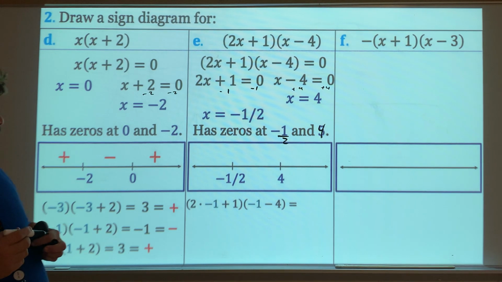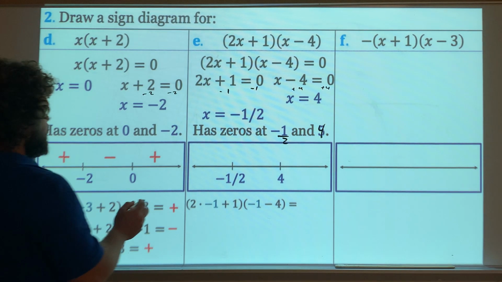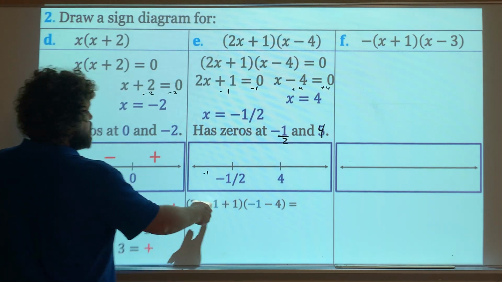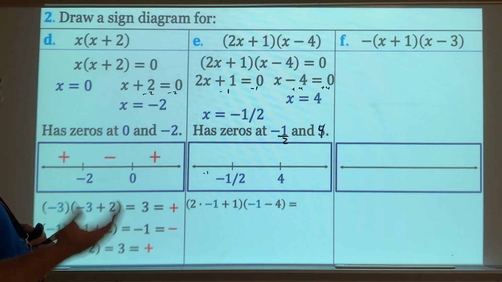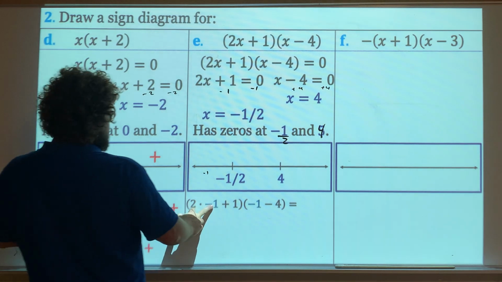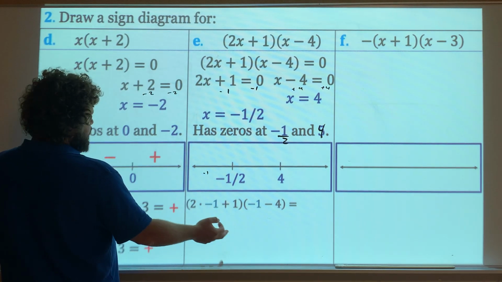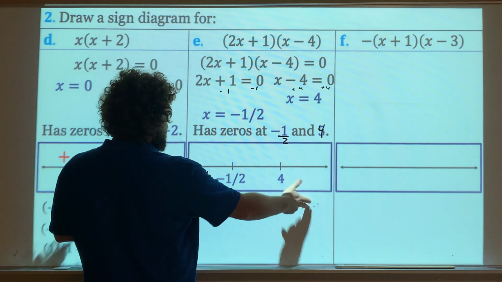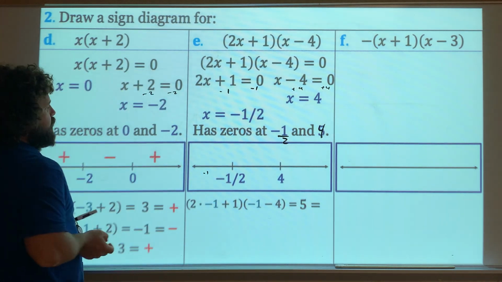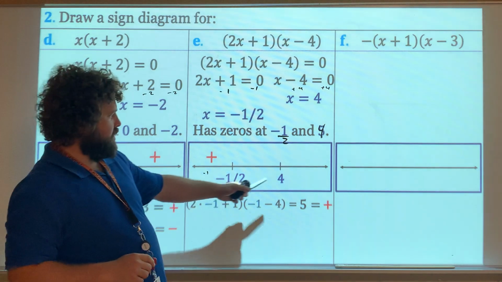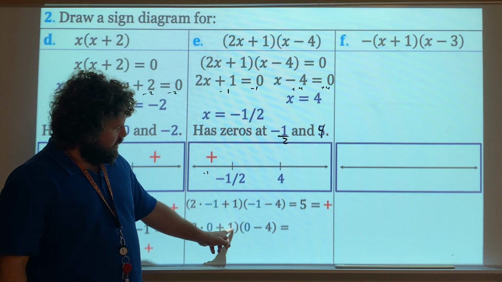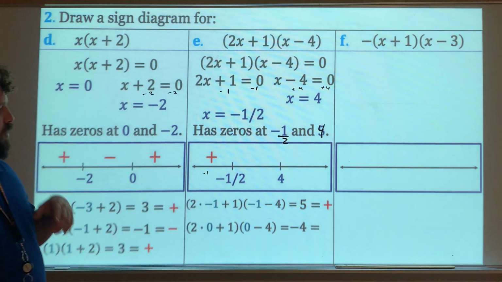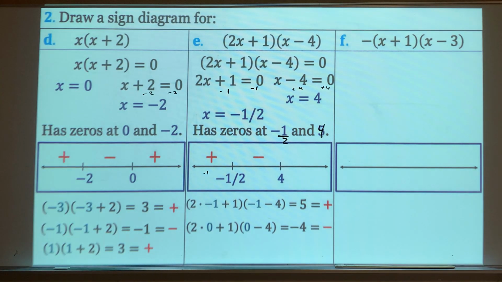Pick a number less than negative 1/2, negative 1. Negative 1 is less than it. 2 times negative 1 is negative 2 plus 1 times negative 1 plus 4. So this becomes negative 2 plus 1 is negative 1 times 3. You get negative 3. Actually, negative 1 times 3 is negative 3. The number between these two is 0. 2 times 0 is 0. 0 plus 1 is 1 times negative 4 is negative 4. That is indeed a negative number.